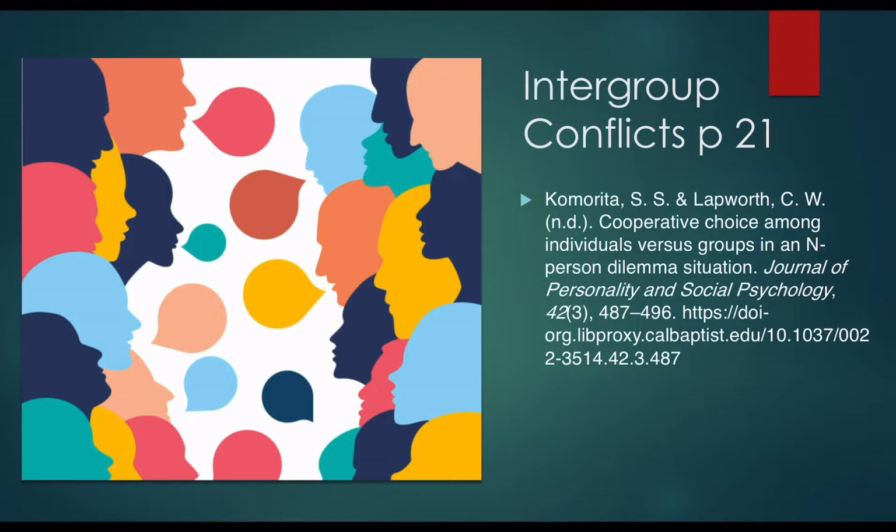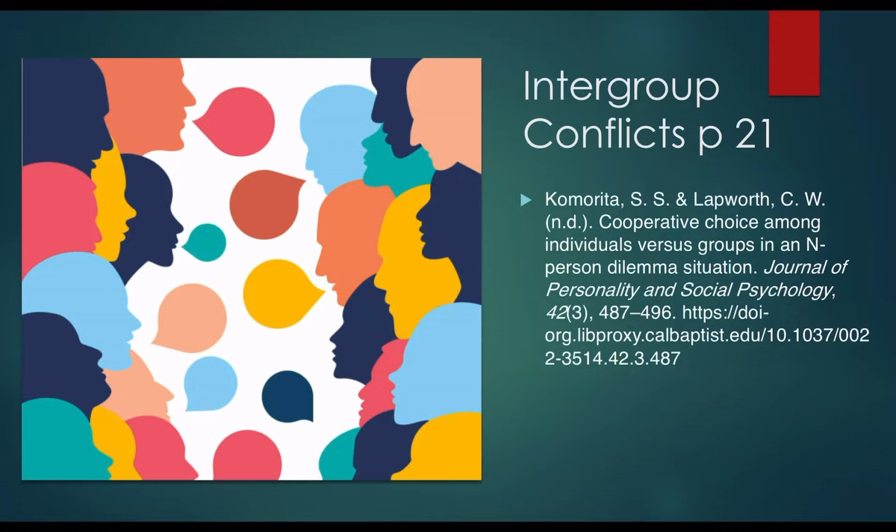In Camarita and Lapworth's article, Cooperative Choice Among Individuals versus Groups in an N-Person Dilemma Situation, it shows that the larger the group size, the more likely cooperation will decrease due to defection, and that in a larger group, an individual's choice will have much less impact on the decision. By breaking individuals into smaller subgroups, we can increase cooperation. If you don't do that, you constantly diffuse responsibility, and you may decrease cooperation.